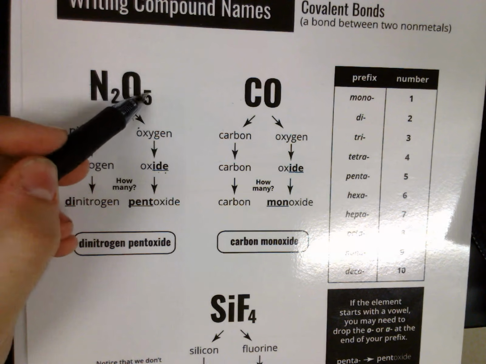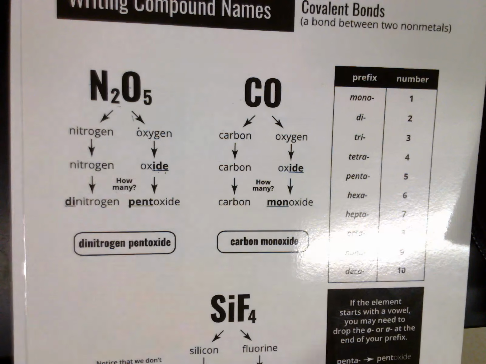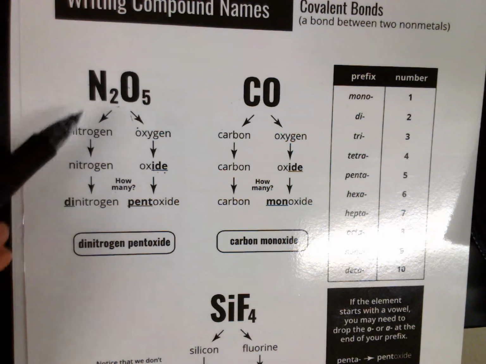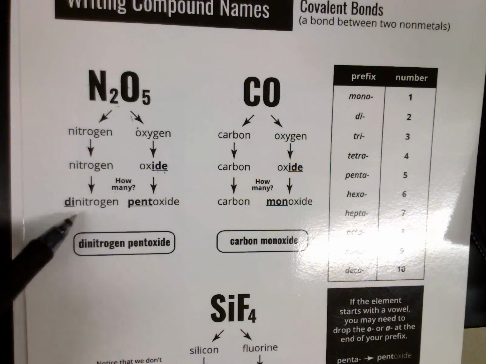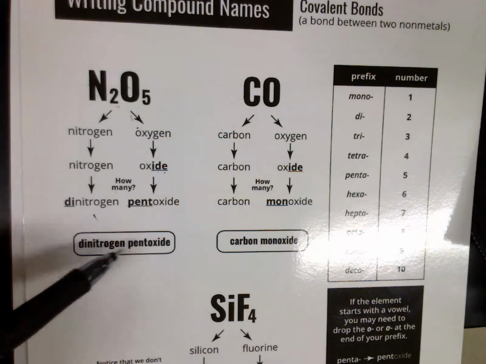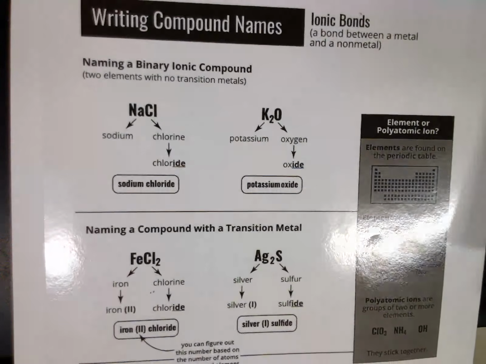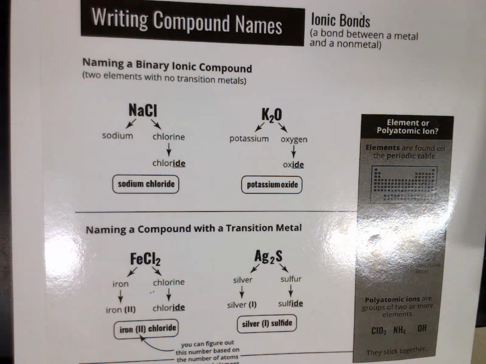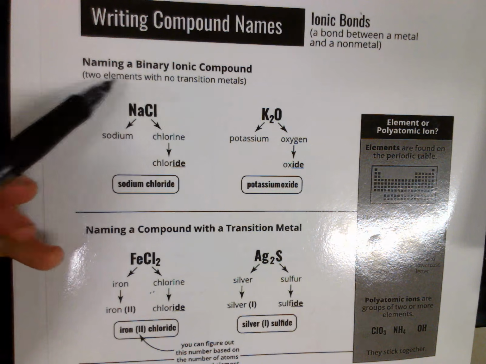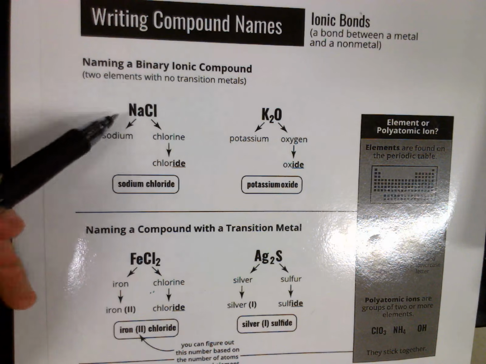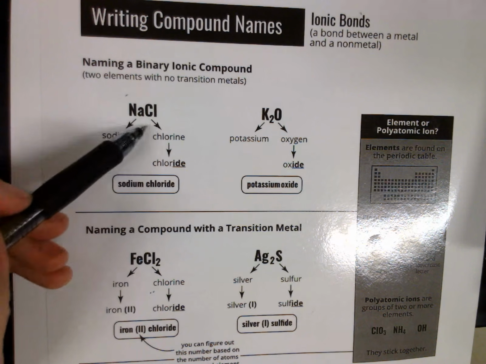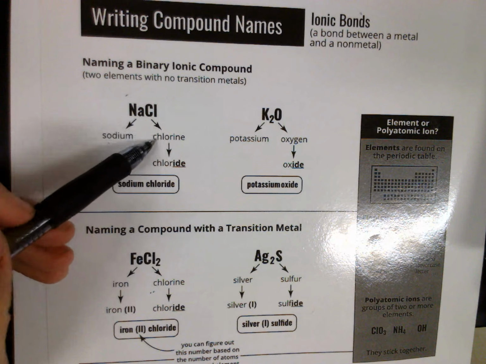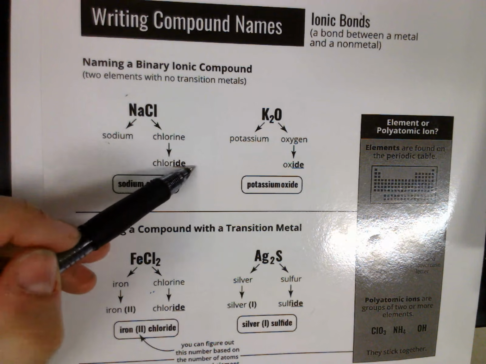So in this case, oxygen has 5, so it becomes pentaoxide, looking at those prefixes. And this nitrogen has 2, so it becomes dinitrogen. When we read it all together, it's dinitrogen pentaoxide. When we name ionic bonds, this is for binary ionic compounds that are 2 elements with no transition metals. We write the first one's name, so we identify what the element symbol's name is. Then we write the second one's name, right?